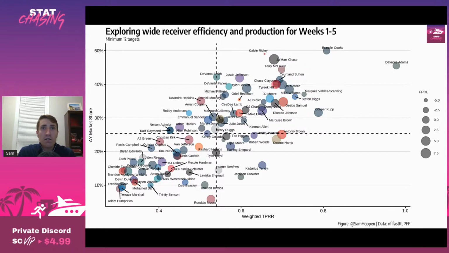Certainly better than riding the Leonard Fournette chalk, which I did not do. I'd like to formally note that. But anyway, that's my small victory lap for the week.